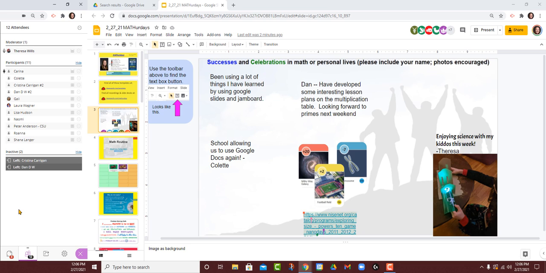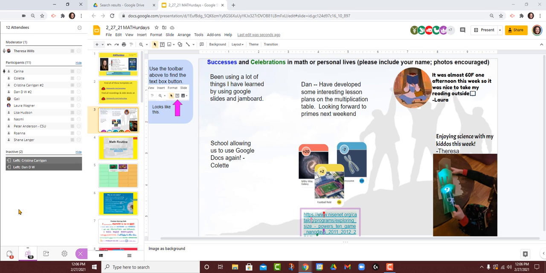Can you hear me okay? Yeah, we sure can. I like Jamboard because I found some resources through the Kentucky Math from another workshop I went to on Thursdays for 3 weeks that has to do with multiplication and helping the kids be more visual.